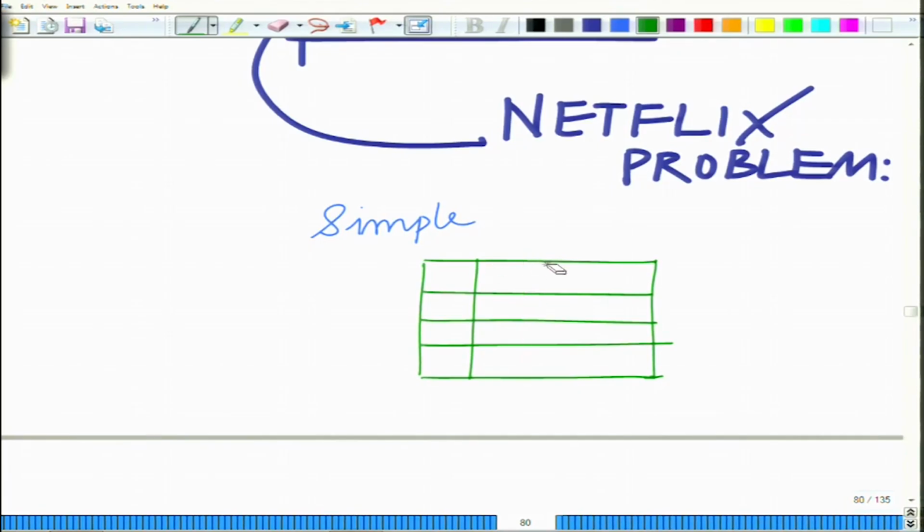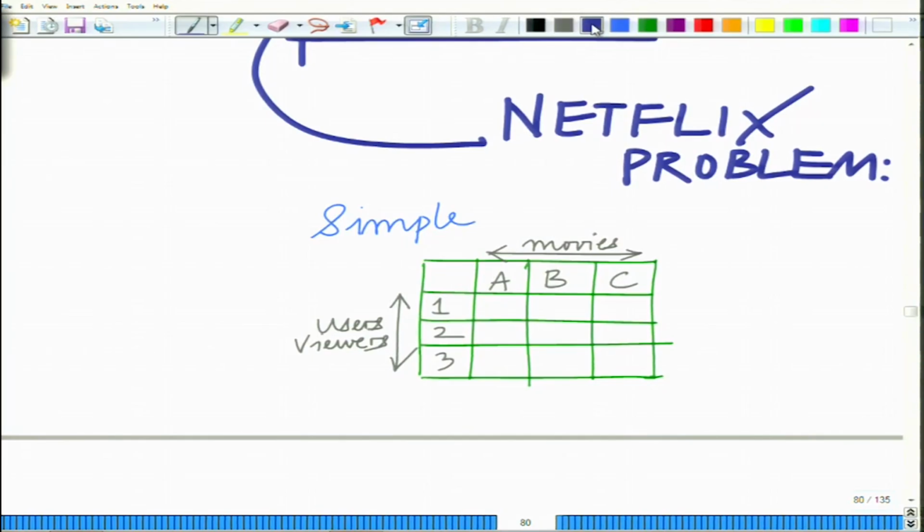This is a simplified version of the problem. Let us say that you have 3 movies A, B, C. These are your movies, and 3 users 1, 2, 3, similar to the table that we had seen yesterday. These are the users, or these are the viewers. I am just going to call them the users of Netflix, or you can also think of these as the viewers, or the subscribers to Netflix.